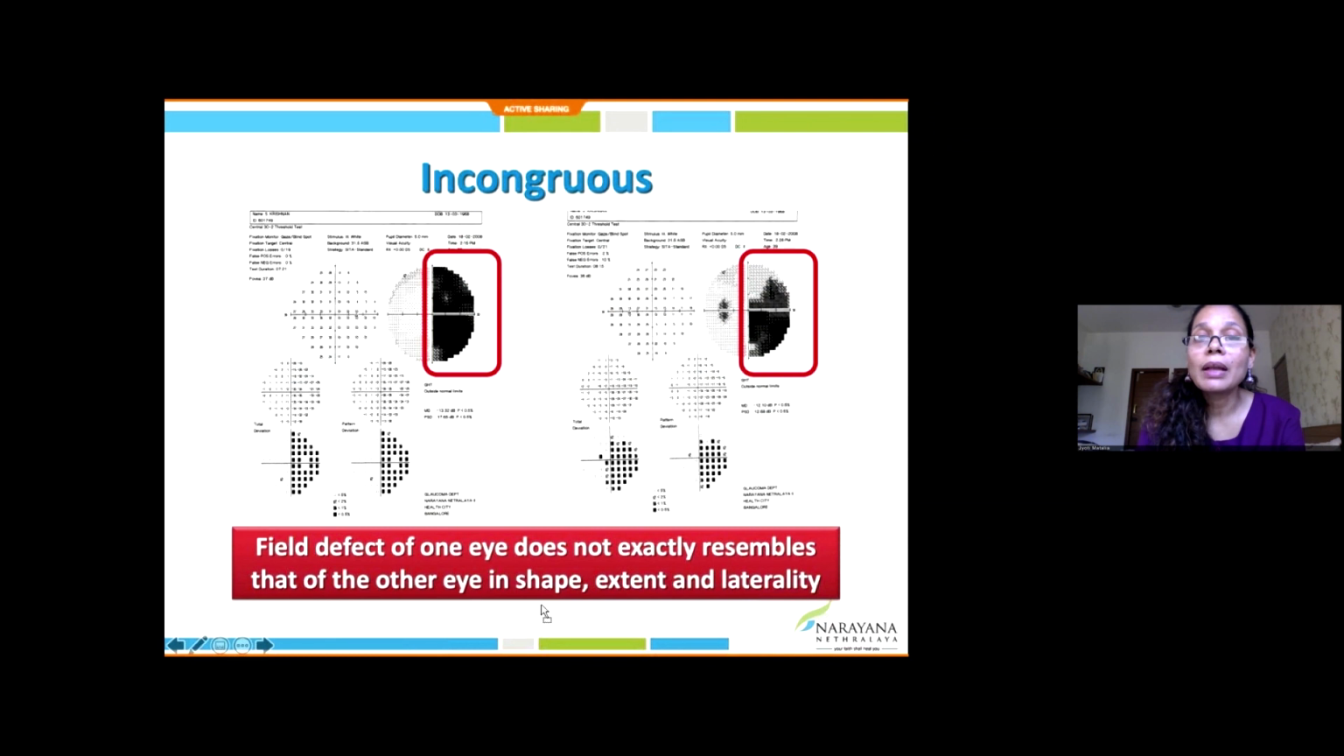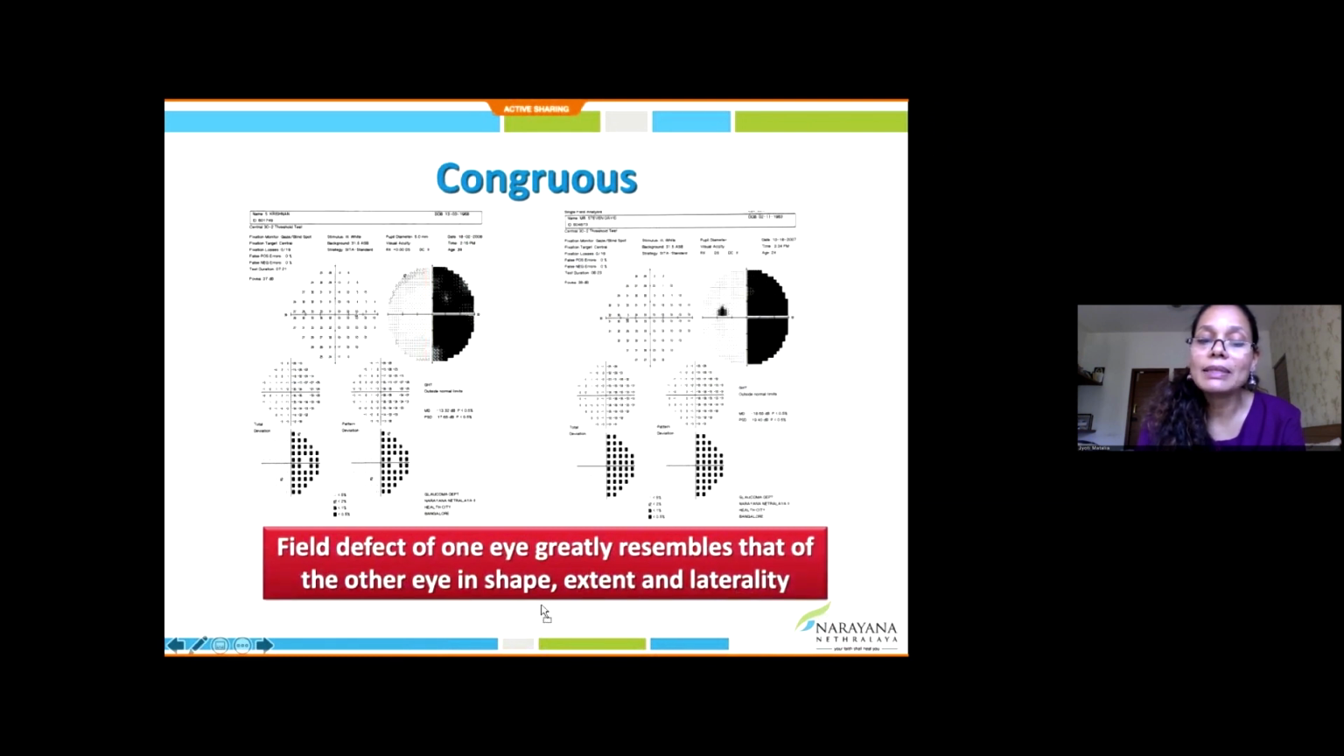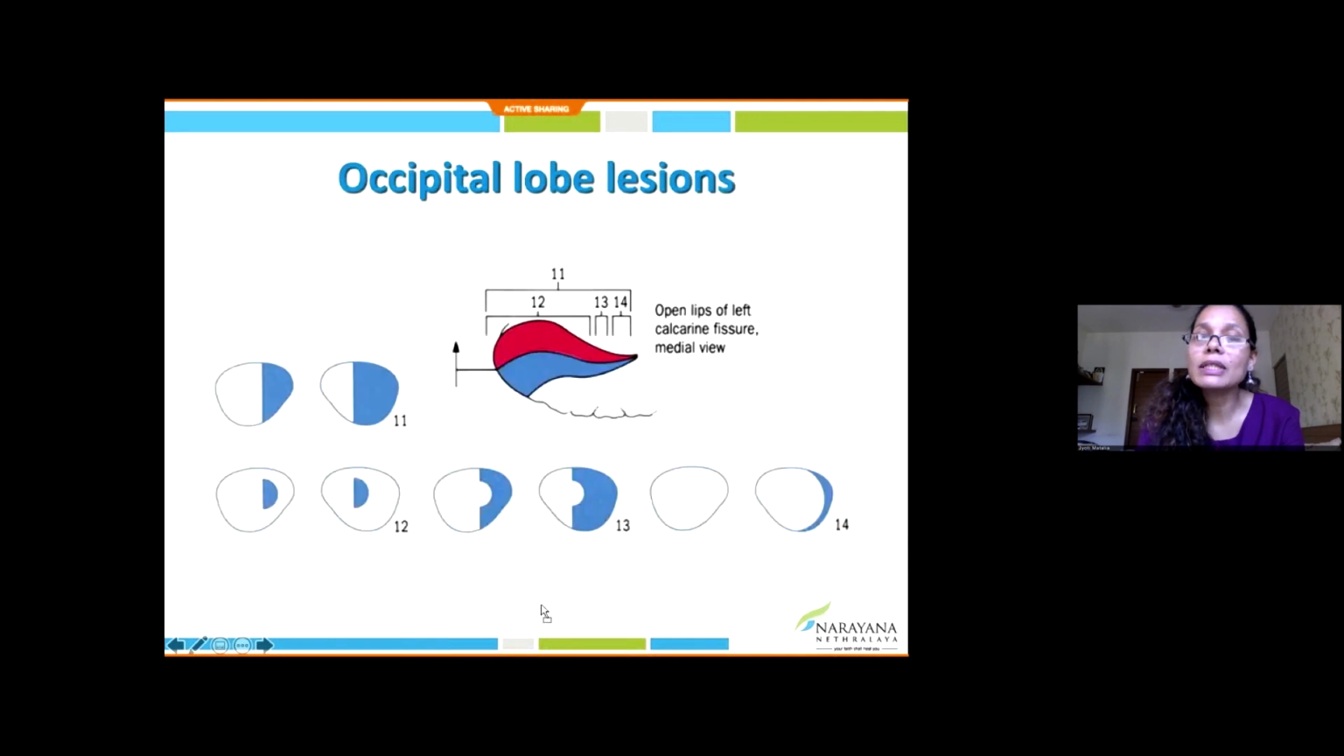There's a difference. But in congruous lesions, the field defect in one eye greatly resembles that of the other eye in shape, extent, and laterality. That's a classical congruous lesion, and what we are looking at in that case is occipital lobe lesions, which I shall explain. When you have an occipital lobe lesion, you can have four types. One, as seen here by 11, is a classical homonymous hemianopia, highly congruous, with a temporal crescent preserved because that has a monocular representation.